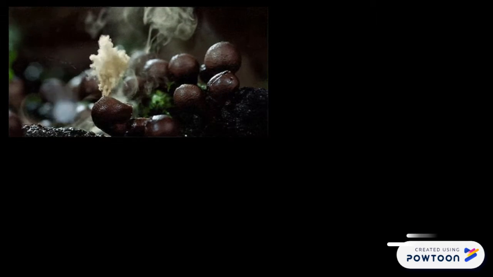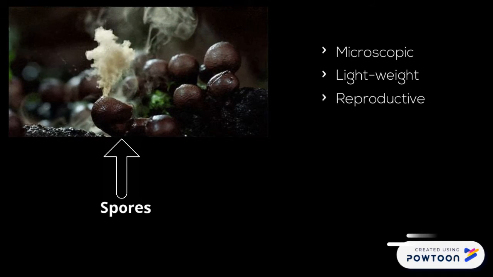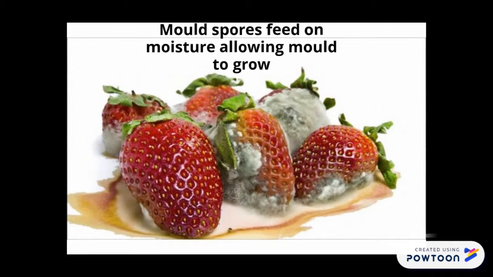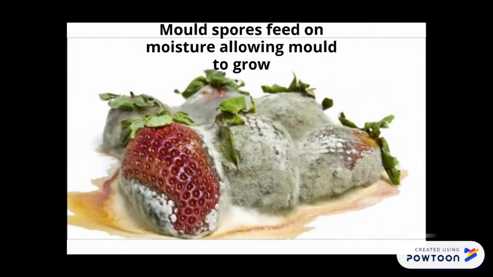Mould spreads as it forms microscopic, lightweight and reproductive cells called spores. These spores travel through the air looking for a place to rest. They often land on food items such as cheese, fruit or bread. The moisture in these foods feeds the spores, allowing them to grow into mould.